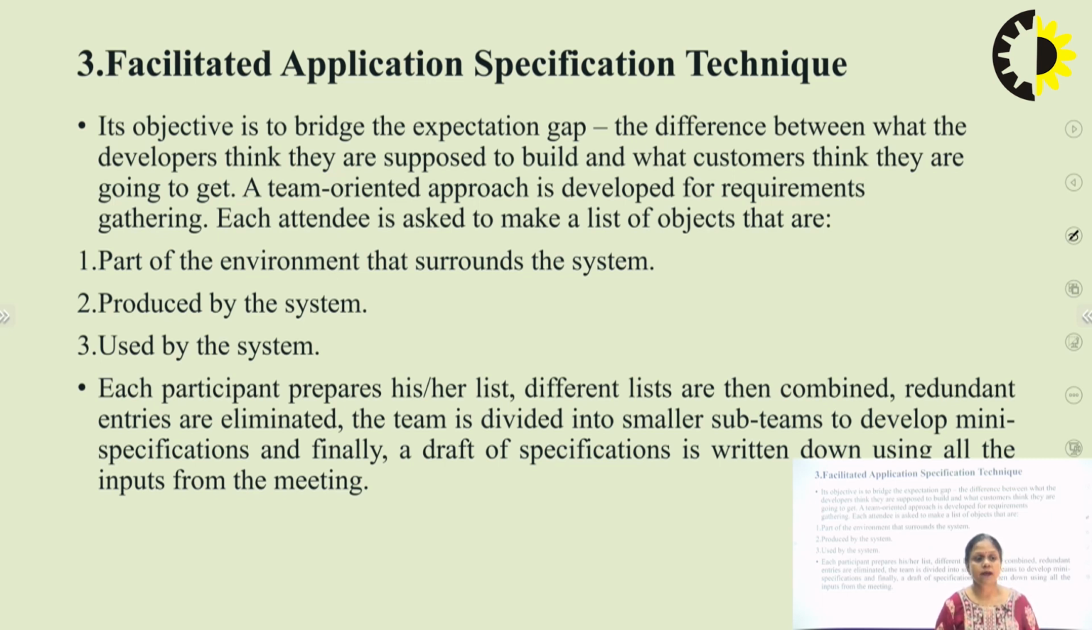We will summarize all the lists and remove the redundant requirements, and we will prepare a list of all the requirements. So this is a technique by which we will find out the customer's point of view or the customer's basic requirements. So this is again a very useful technique. This is known as the facilitated application specification technique.